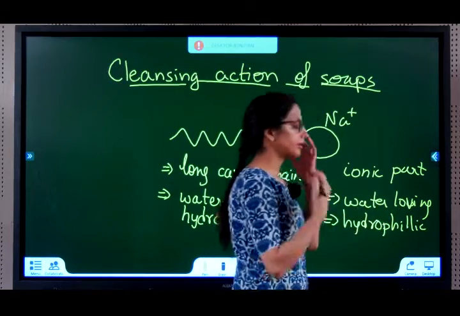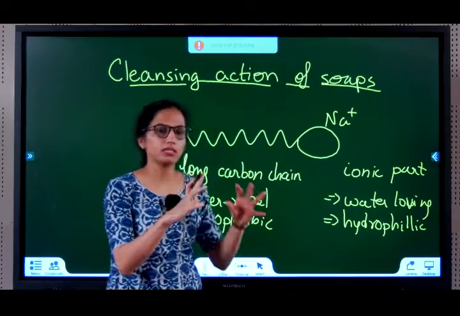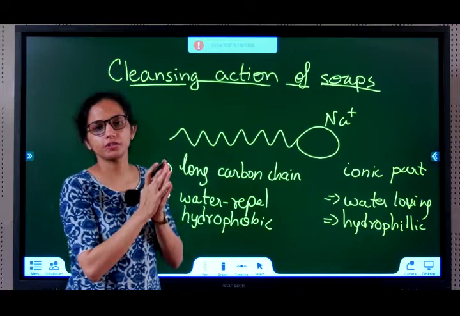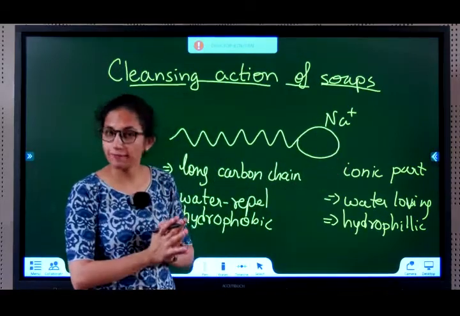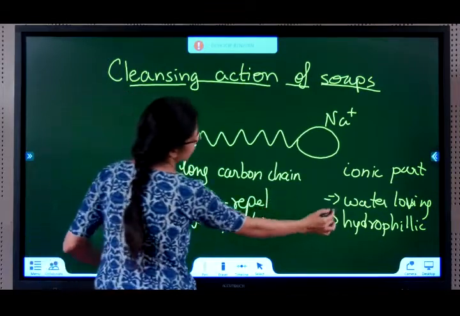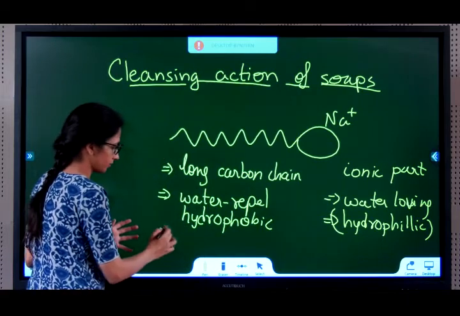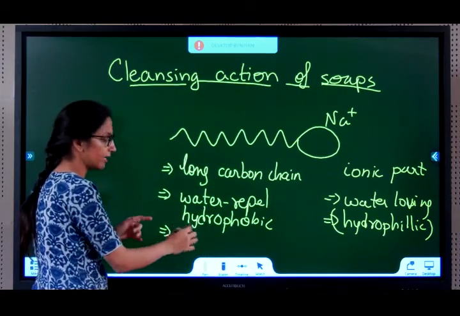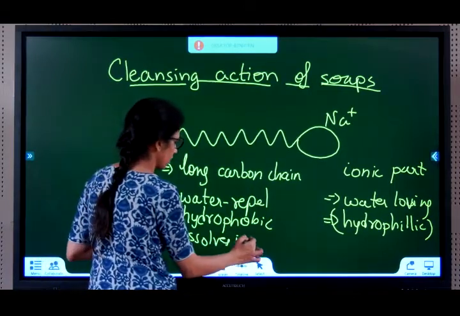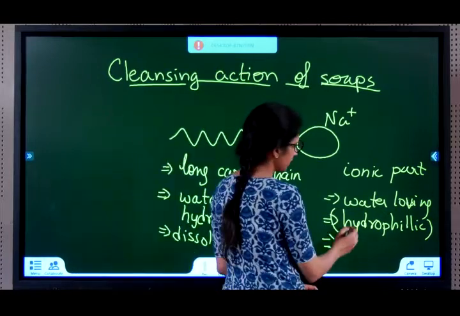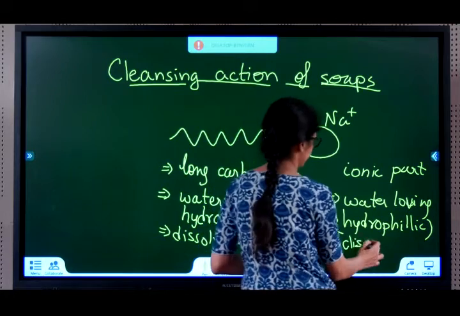Why is it water loving? In higher classes you learn water is a polar molecule. That means it forms a kind of positive and negative charge. This is ionic, it also has a charge, so they attract. For now you just know it's water loving, that's enough. Now since the carbon chain does not like water, it dissolves in oil, or it gets attracted to oil. This here is water loving. It gets dissolved in water.